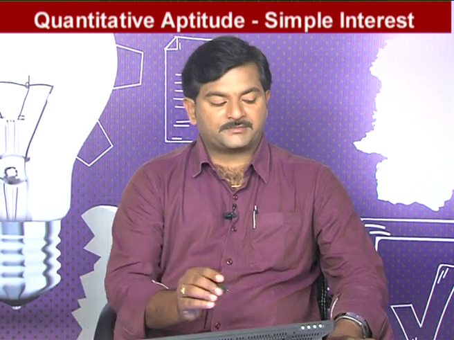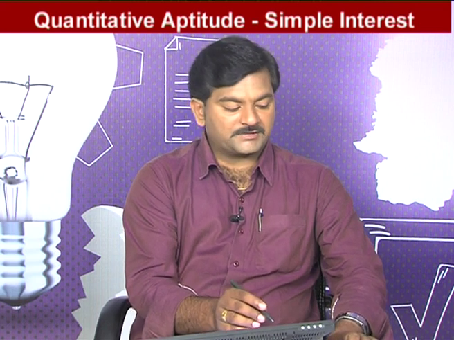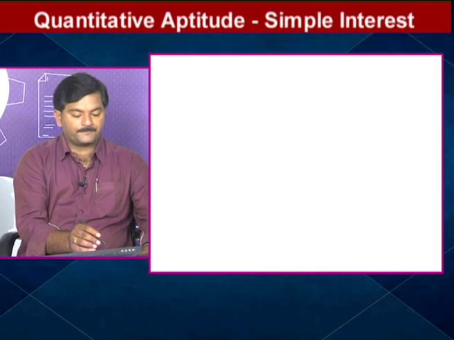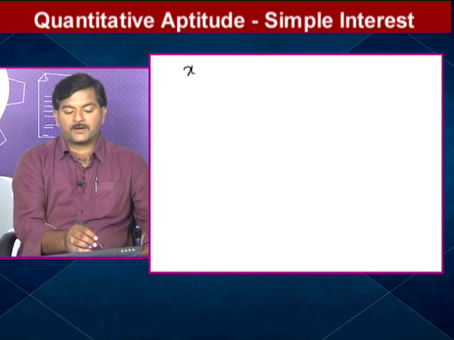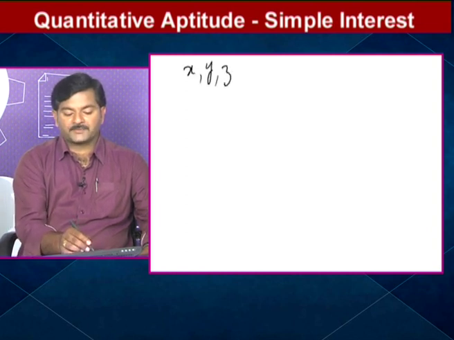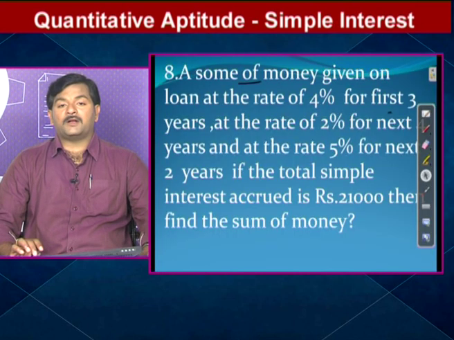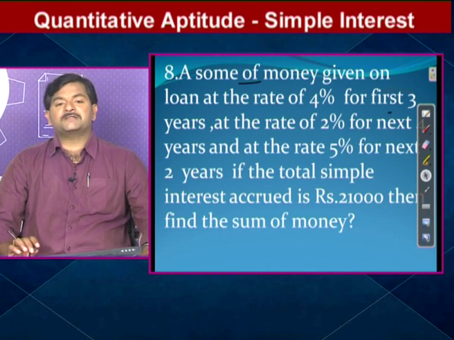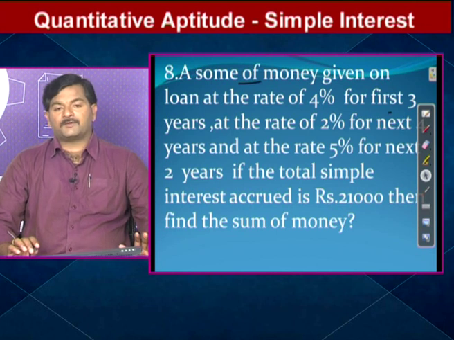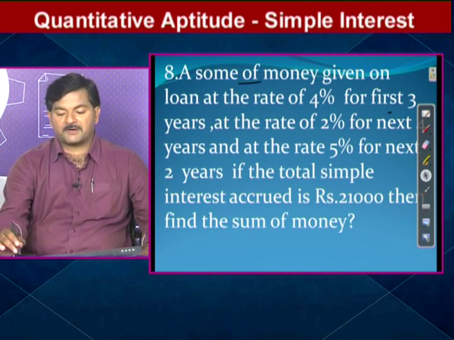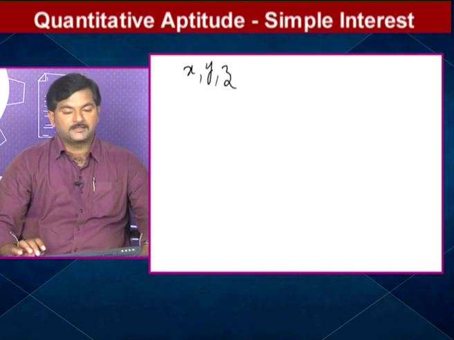A sum of money is given on loan. The same money is given at 3 times. For example, at first part it could be X. In second part it could be Y. In third part it could be Z. What does it mean? A sum of money given on loan at the rate of 4% for 3 years, at the rate of 2% and 5% for next 2 years. If the simple interest accrued is 21,000 rupees, what did he ask to find? Find the sum of the money.